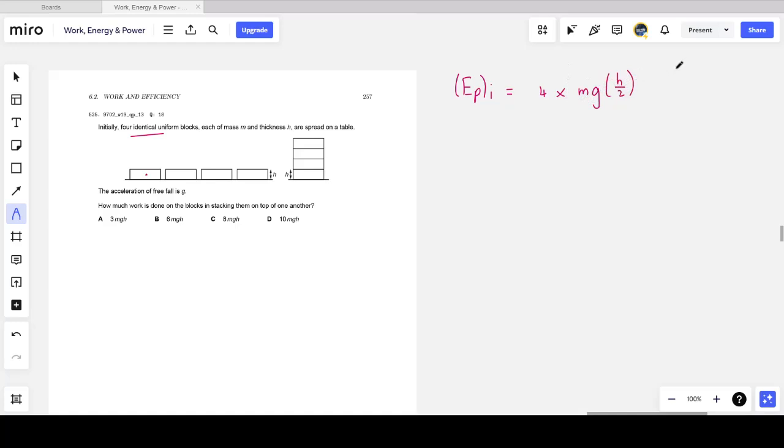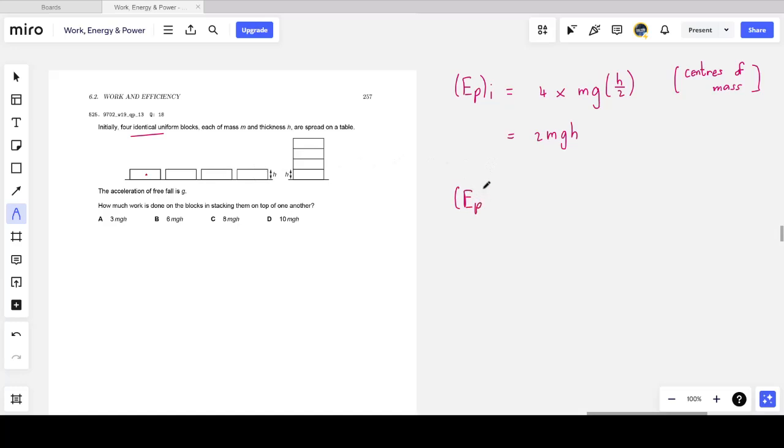And this is me considering centers of mass for each of the blocks. So the total gravitational potential energy is 4 times a half mgh, which is 2 mgh. So the initial potential energy is 2 mgh if I consider that all of the masses are located at the center of each block. So it's mgh over 2 plus mgh over 2 plus mgh over 2 plus mgh over 2, which is 2 mgh.